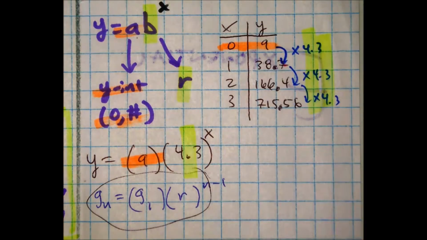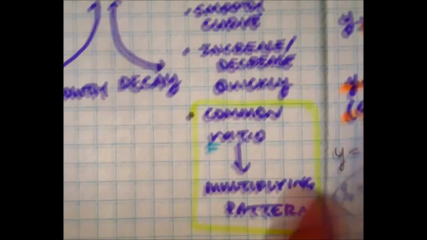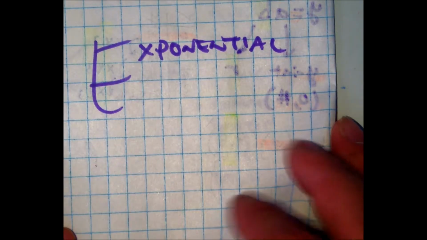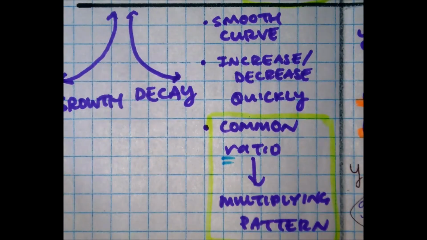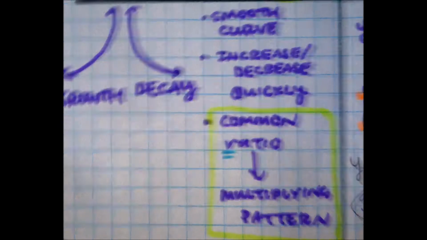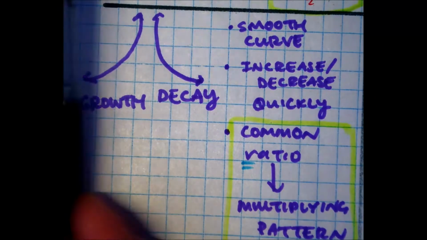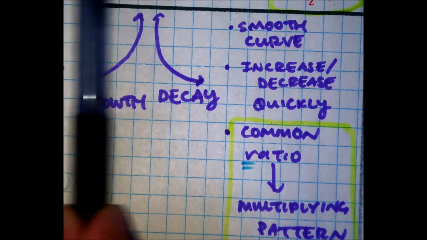Alright, so the last part of our foldable is E for exponential. How can you recognize exponential? Well, we talked about how it's like moving your pen across the page.